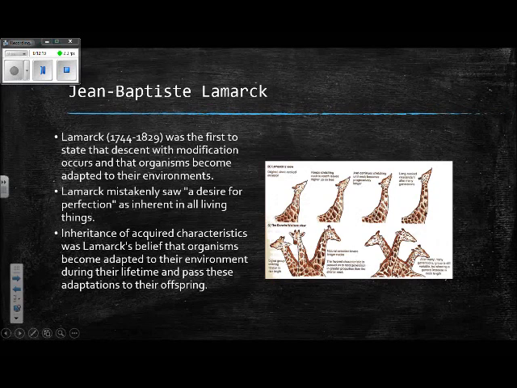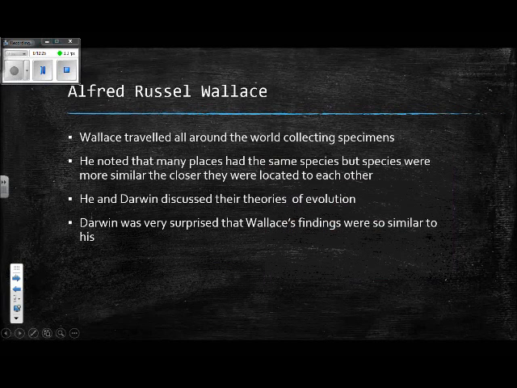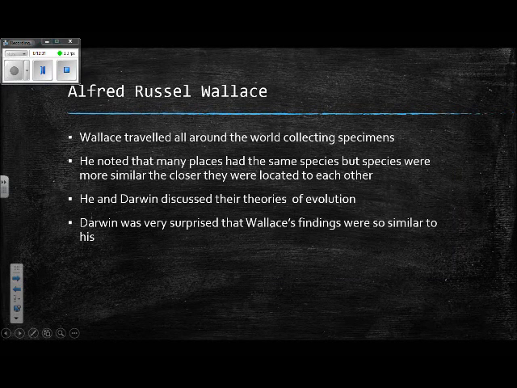Okay, Alfred Russel Wallace. Wallace traveled around the world collecting specimens. He noted that many places had the same species, but species were similar the closer they were located to each other. He and Darwin discussed their theories of evolution. Darwin was very surprised that Wallace's findings were so similar to his.